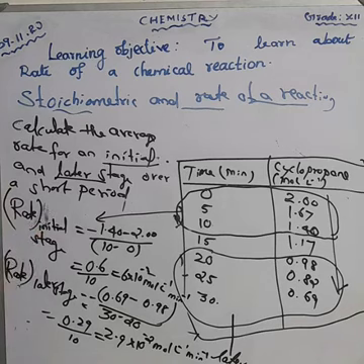This is one of the 2-mark questions. The rate of the reaction at a particular instant during the reaction is called instantaneous rate. Okay? The rate of the reaction at a particular instant during the reaction is called what? Instantaneous rate. Okay, don't forget that.